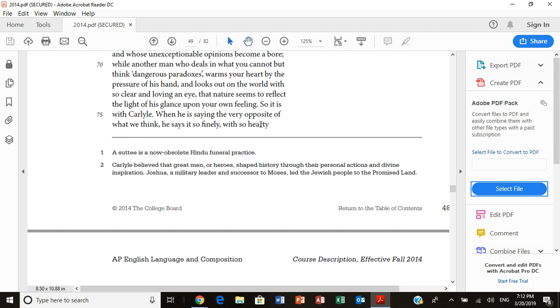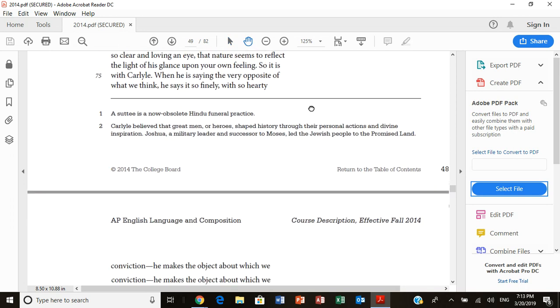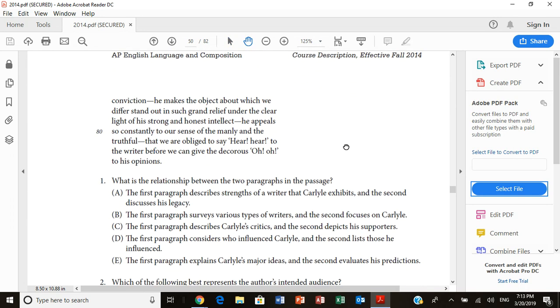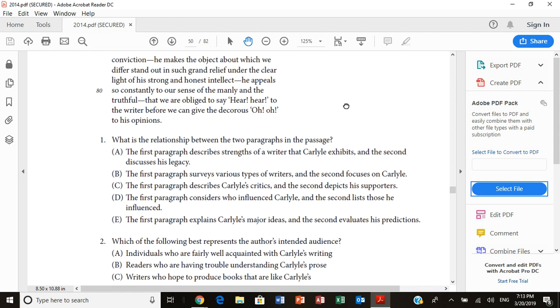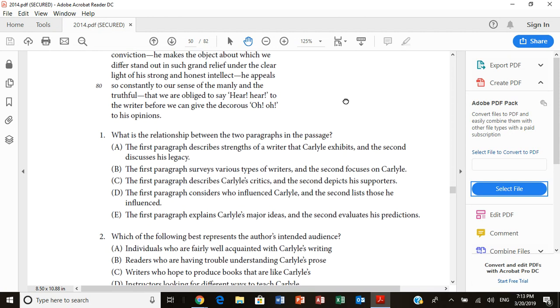And now look at this. We get such a short, emphatic sentence after that long exposition. So it is with Carlyle. Boom, there it is. Okay, right? That's how Carlyle works. When he is saying the very opposite of what we think, he says it so finely, with so hearty a conviction. He makes the object about which we differ stand out in such grand relief under the clear light of his strong and honest intellect. He appeals so constantly to our sense of the manly and the truthful that we are obliged to say, "Hear, hear," to the writer before we can give the decorous "oh, oh" to his opinions.